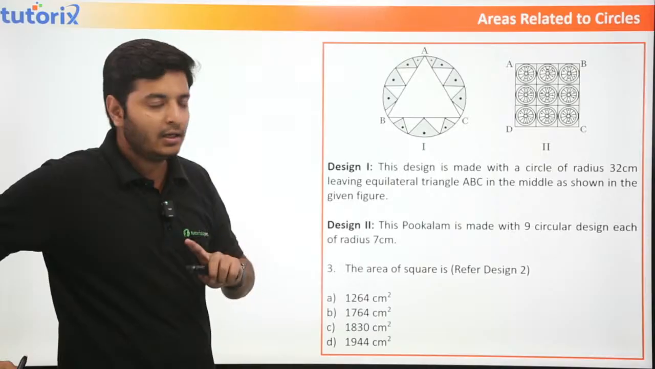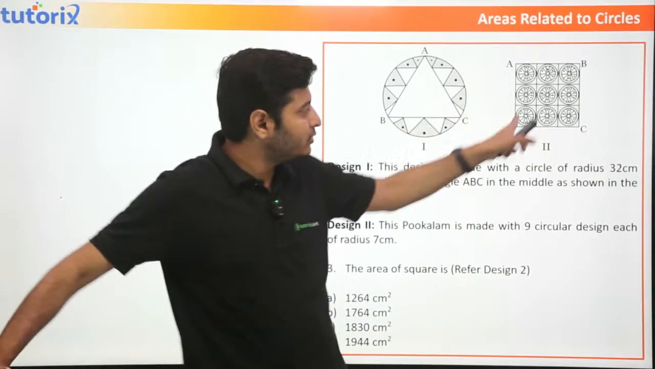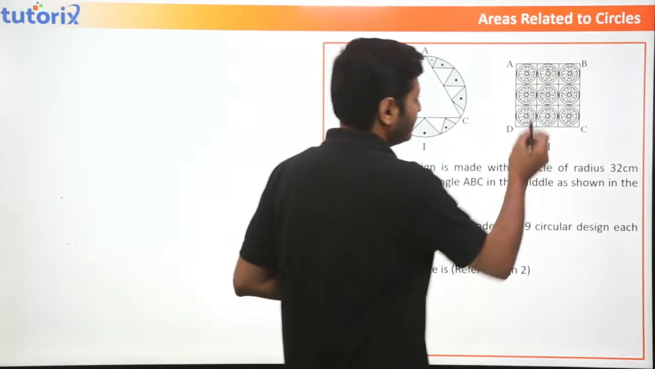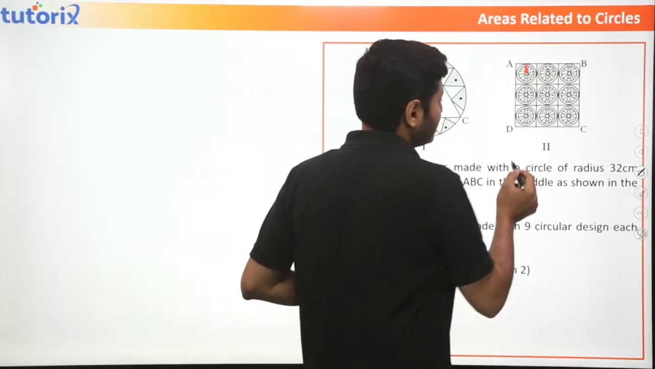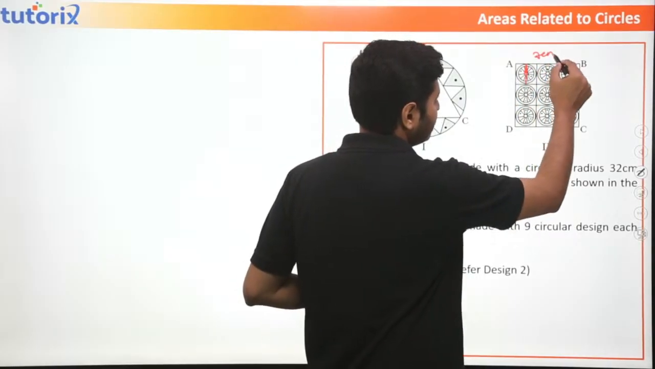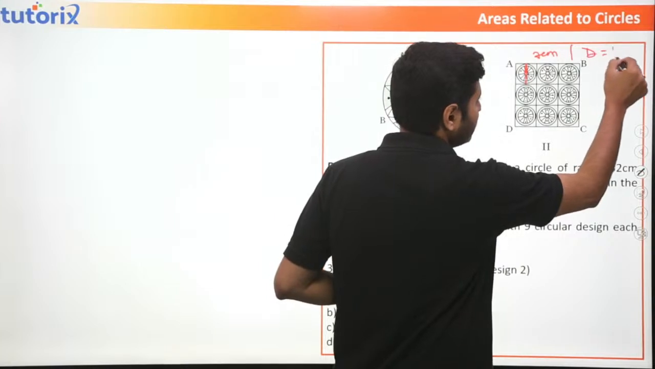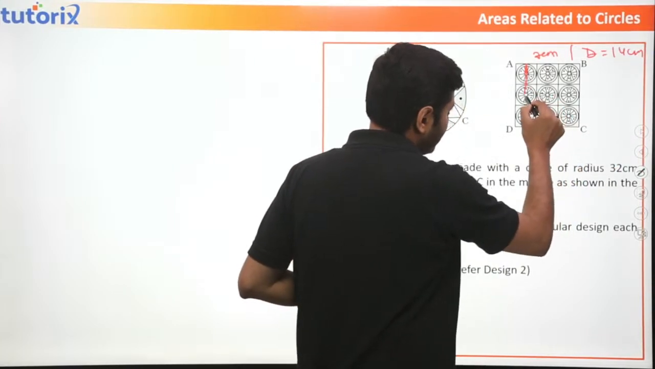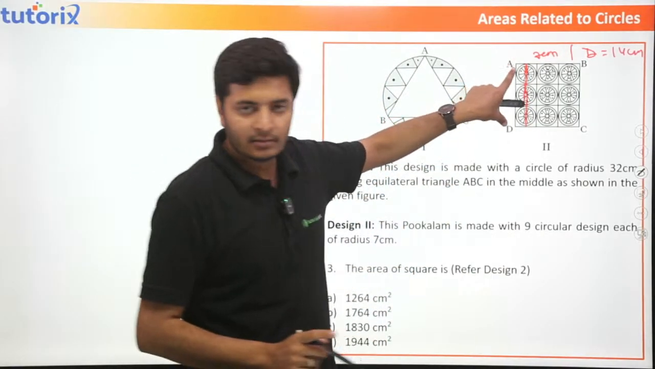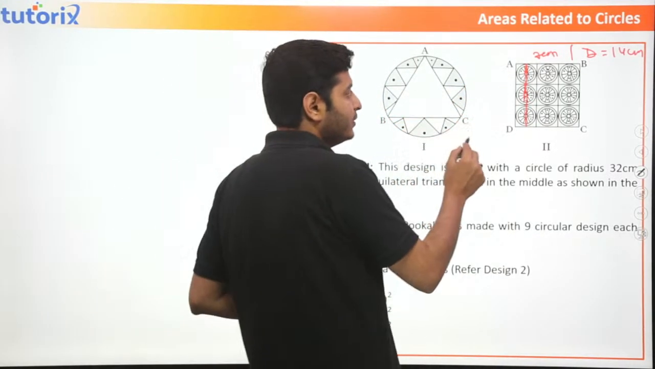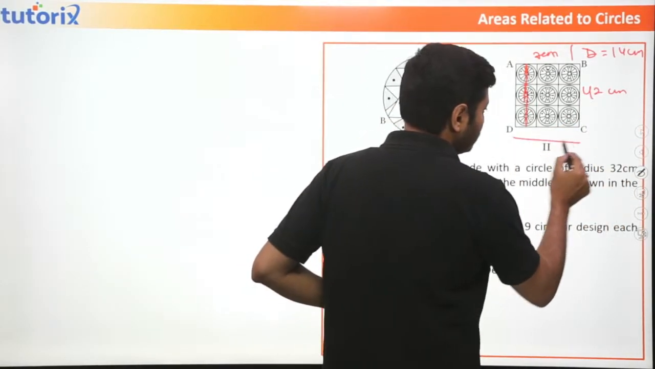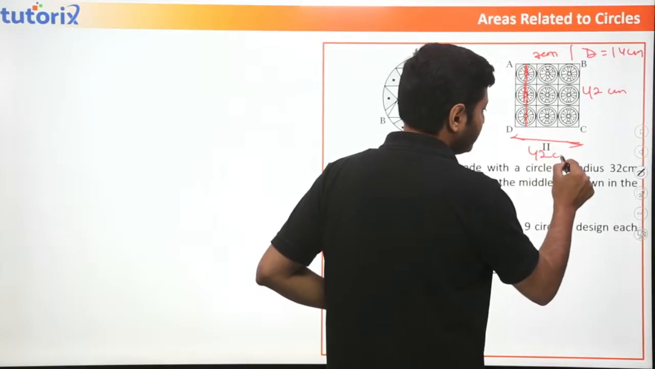But to find the area of this square, I must know the side length of this square, correct? Then only I can find the area. How to find the side length? See, the radius of this circle is given to me as 7 centimeter. So what is the diameter? Diameter is 14 centimeter. If I combine the diameter 3 times, then I will get the side length of this square, correct? So 14 plus 14 plus 14, side length is 42 centimeter. Same you can do with this. This is also 42 centimeter.